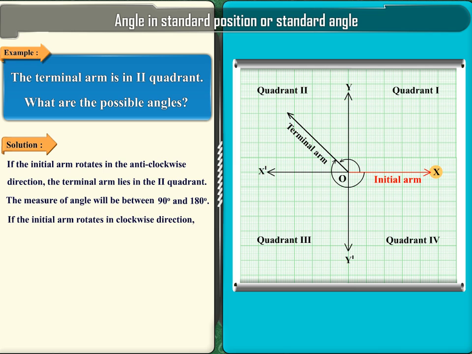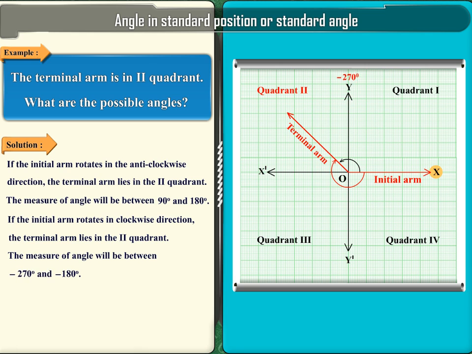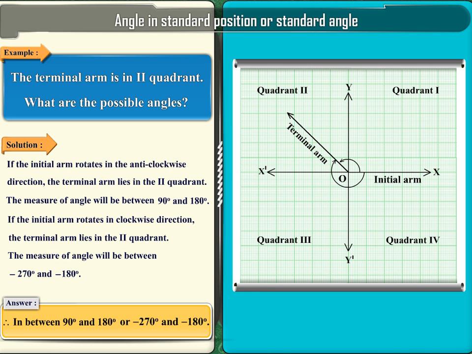And if it rotates in the clockwise direction and the terminal arm lies in the second quadrant, then the measure of the angle lies between minus 270 degrees and minus 180 degrees. With the examples we have studied, now we know how to determine the position of any angle in the quadrants.